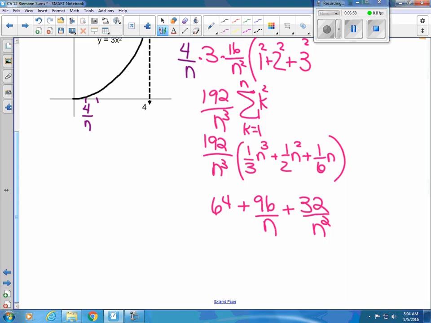All right, here's the question of the hour. What is the exact area? Excellent. This is the exact area.